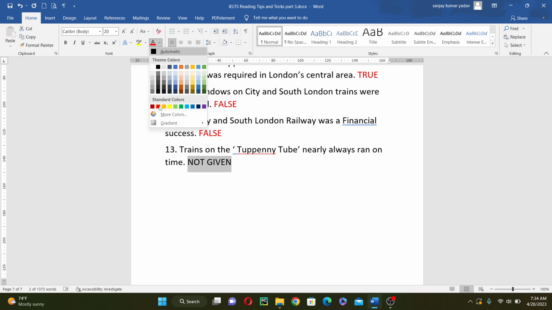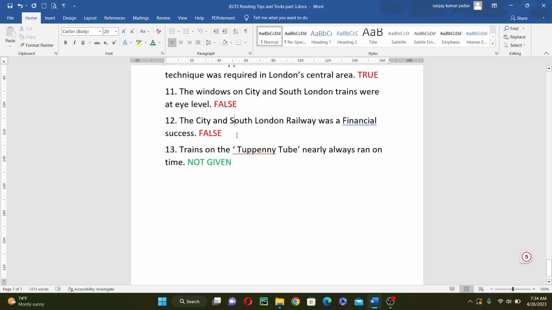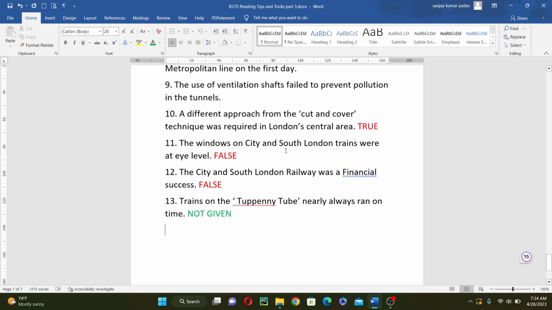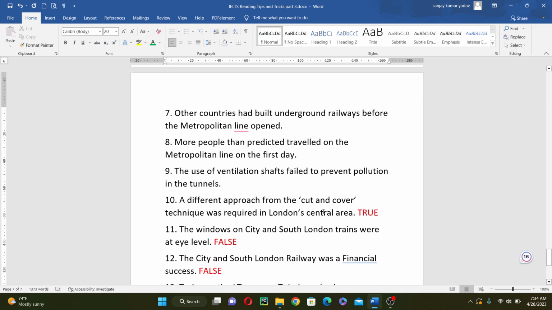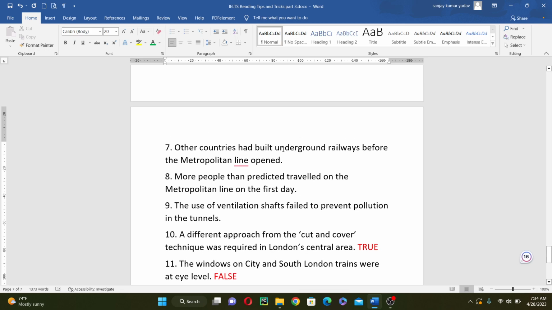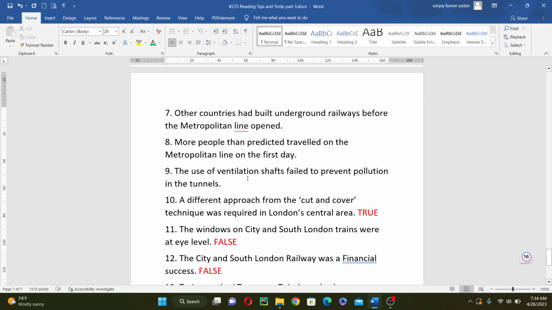And the most important thing, guys, try to write all the reading and listening answers in capital letters. Now let's find the answers. Okay, so 7, 8, 9 answer. The use of ventilation shaft failed to prevent pollution in the tunnel. More people than predicted travel on the Metropolitan Line the first day.